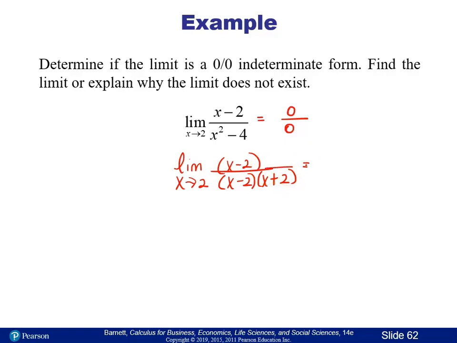Okay, so what happens here is these x minus 2's cancel. So it's equivalent to the limit. I have a 1 that's left as an understood 1 in the numerator, and then I have the x plus 2 in the denominator. So don't forget that 1. So then when I evaluate it, I'm going to get 1 over 4. 2 plus 2 would give me 4.